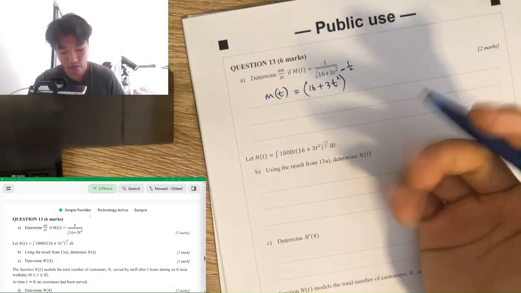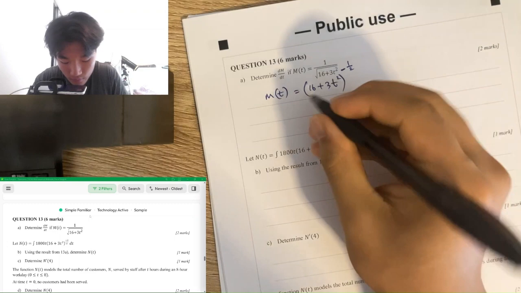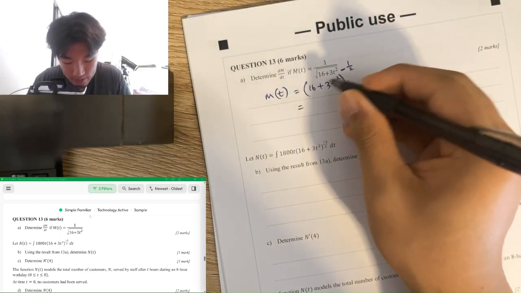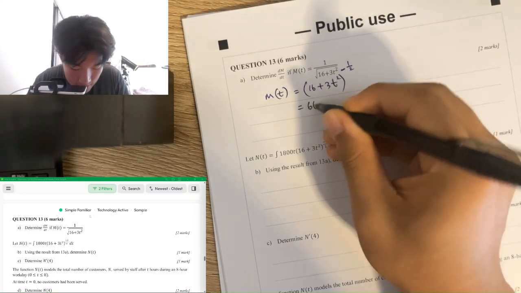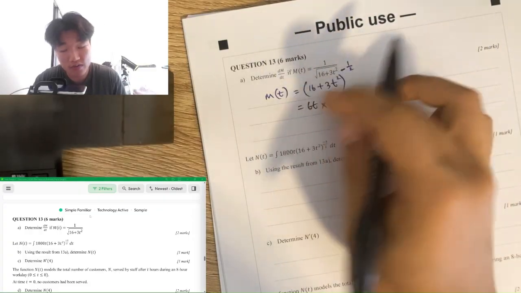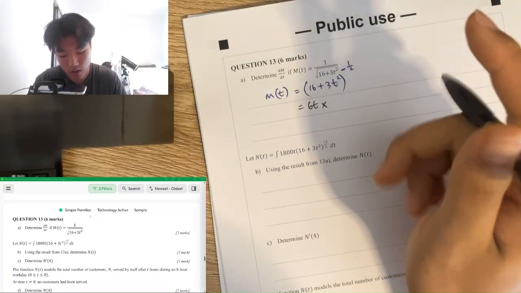Now we can integrate this. I mean, derive this. Okay, what happens? Get the derivative of the brackets. So when we derive 3t squared, we get 6t. Okay, this is multiplied by the derivative of this entire thing. So pretend the brackets is just one term. How do we derive that?